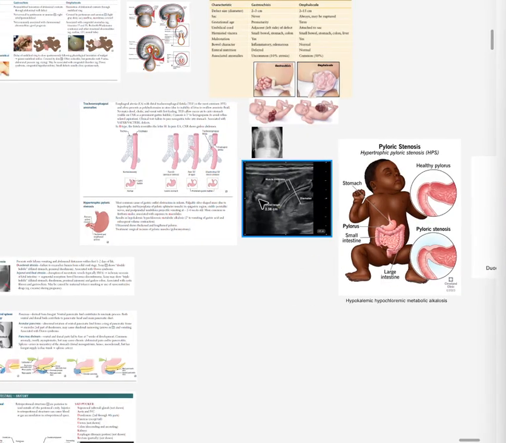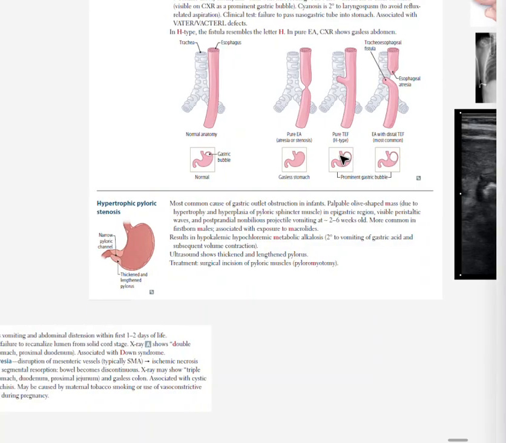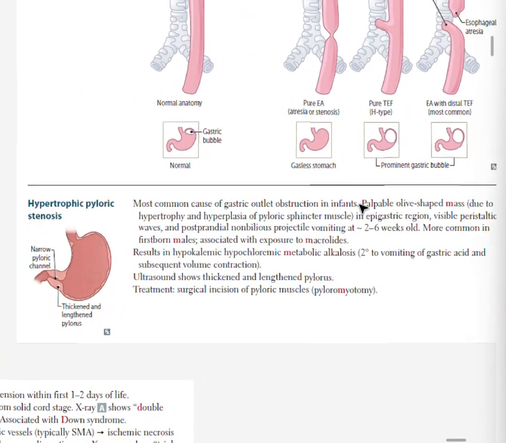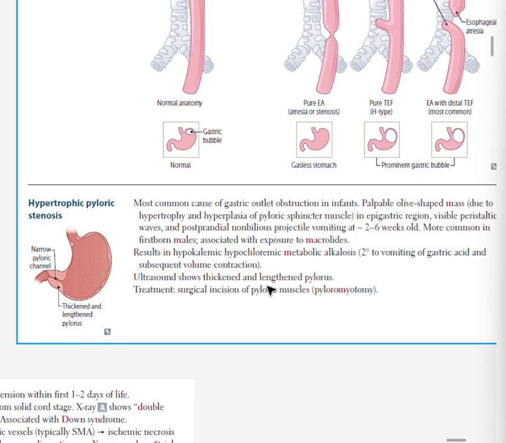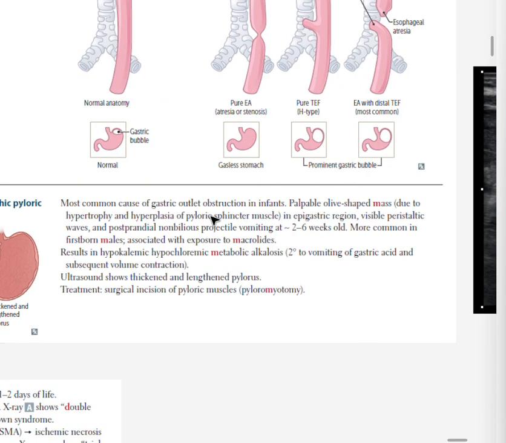So I really hope you were able to understand that. This is the ultrasound image. Can you see that this is the muscle thickness here? The muscle is so thick here, the channel length, you can see the diameter is all obstructed because of the muscle thickness. This is hypertrophic pyloric stenosis. The ultrasound shows thickened and lengthened pylorus. So the pylorus is pretty long and it's really thick. The muscle is pretty thick.